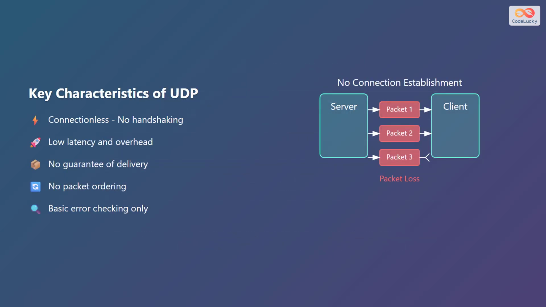Now let's explore the key characteristics of UDP. First, it is connectionless, meaning there's no handshaking process involved. Second, it offers low latency and overhead, making it ideal for applications where speed is crucial. Third, there's no guarantee of delivery, so packets may be lost along the way. Also, there's no packet ordering, meaning packets may arrive in a different order than they were sent. And lastly, it provides basic error checking only, without the advanced reliability features of TCP.